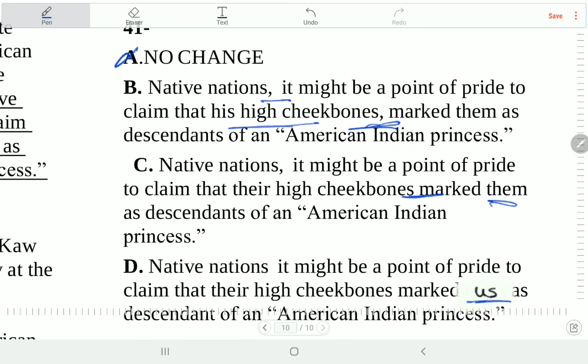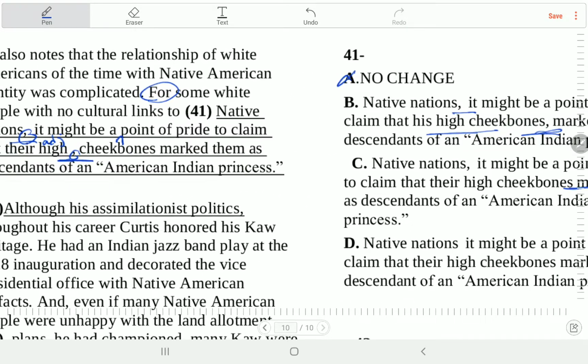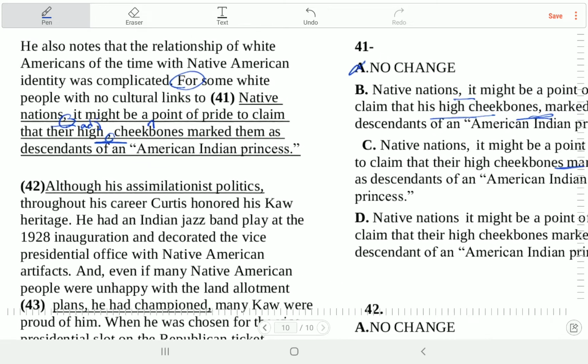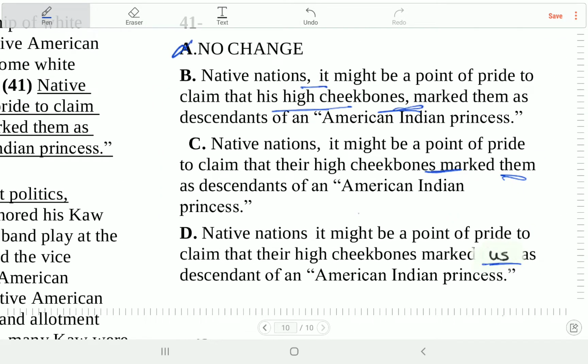B. Native nations. So for some white people with no cultural links to native nations, comma, it might be a point of pride to claim that his high cheekbones, comma, marked them. Here, his high cheekbone, this is the subject. Marked, this is the verb. Another rule, don't put a comma between the subject and the verb. When do you put a comma between the subject and the verb? For example, you say he, comma, went. It doesn't work like that. Okay? So it's not B.